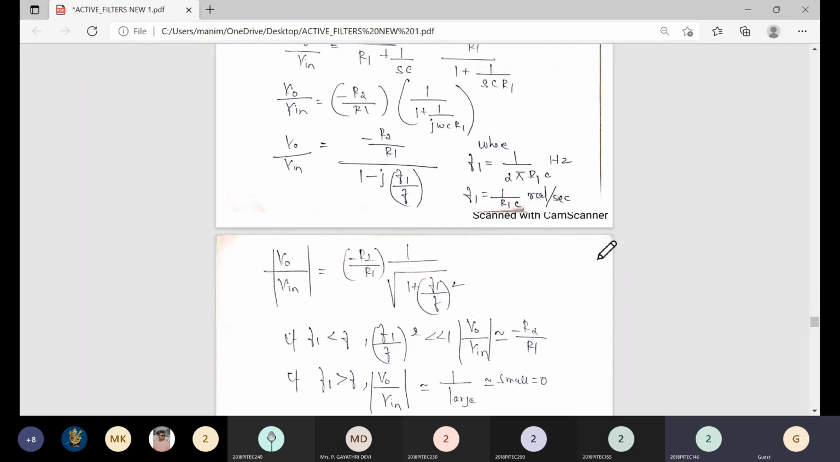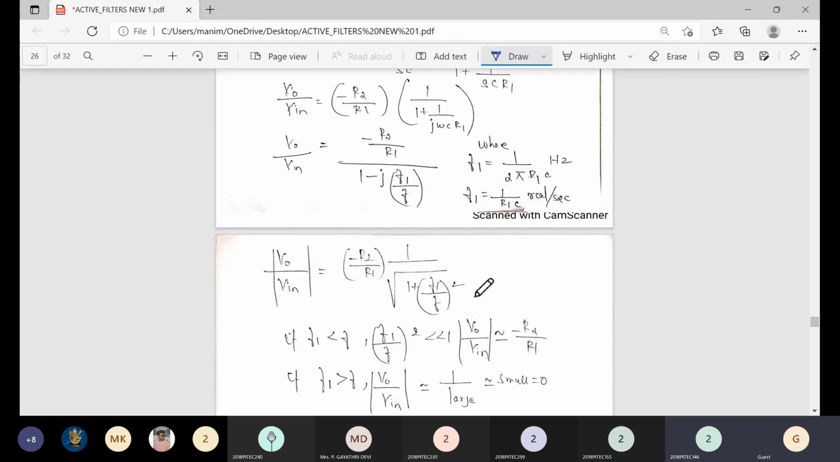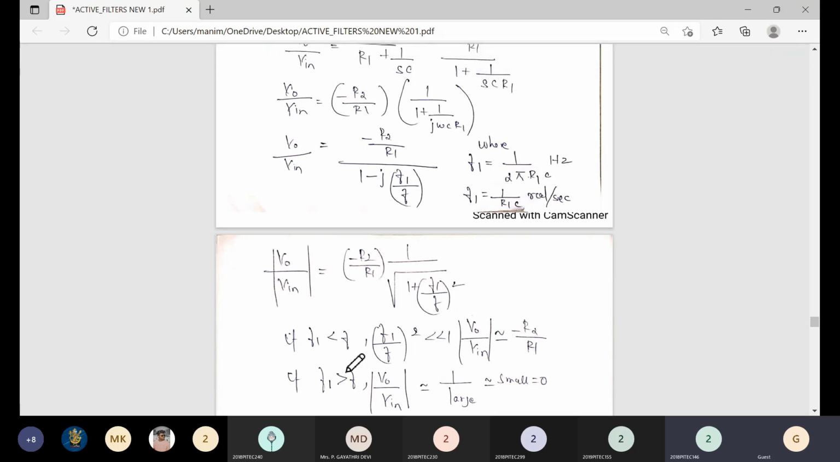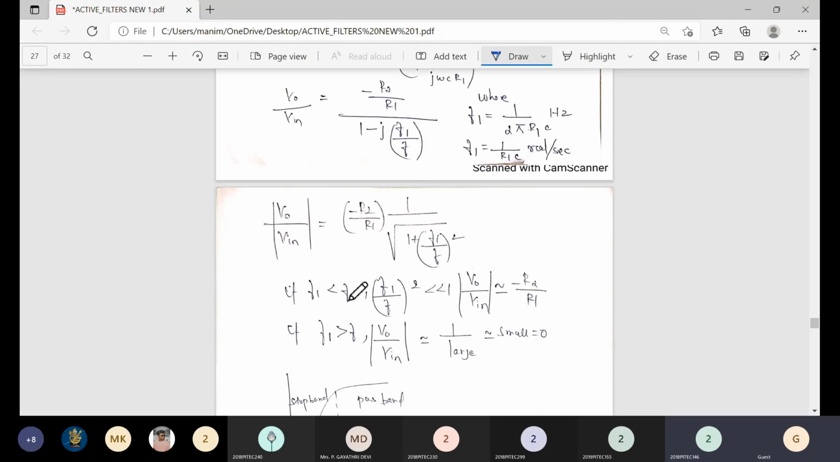Then we have to identify the given filter. From the derived voltage gain, it is R2 divided by R1, and the magnitude of the voltage gain is the square root of 1 plus F1 divided by F, squared. Now we consider two cases: the actual frequency greater than the cutoff frequency, and the actual frequency less than the cutoff frequency. First, F is greater than F1.